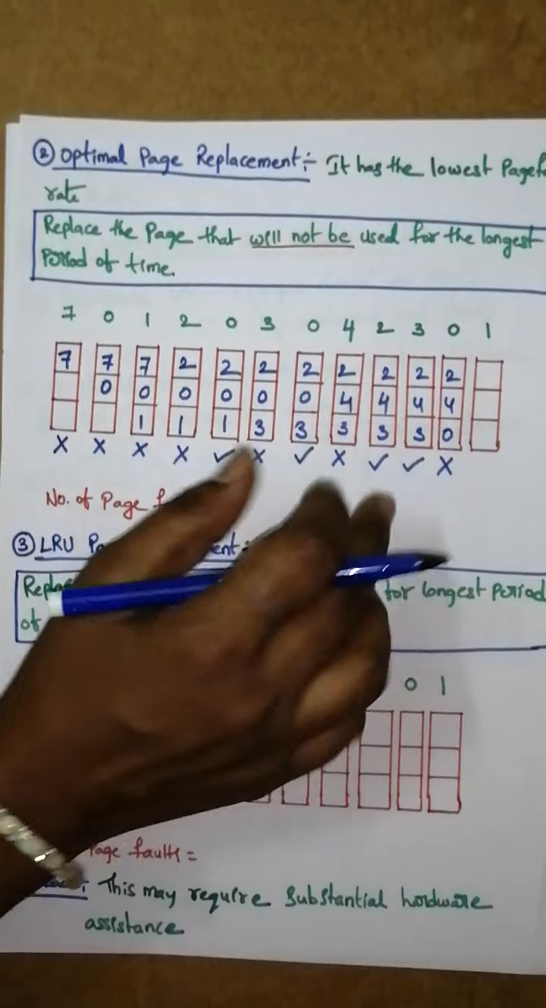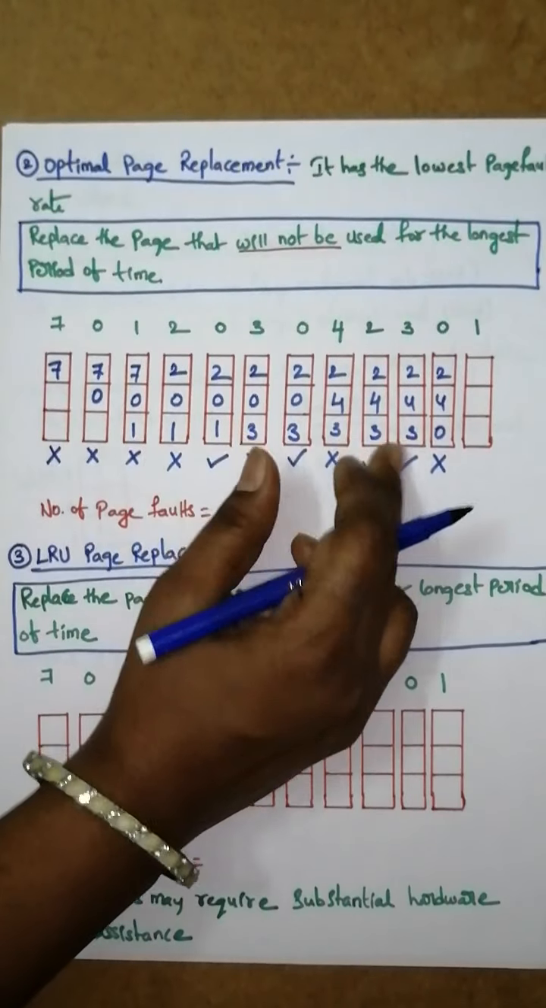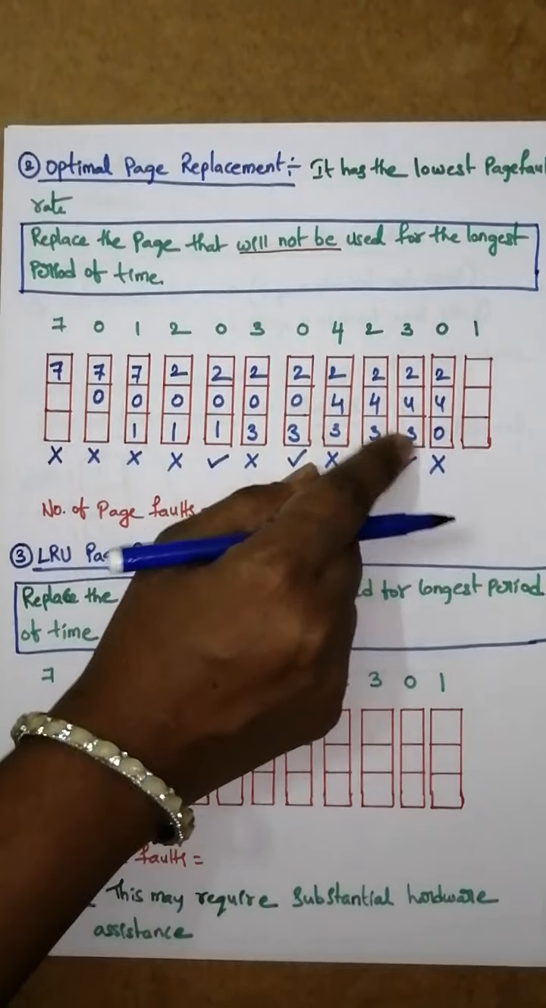Next is 1. Now to place 1, remove the one which came first. So after 3, who came first?